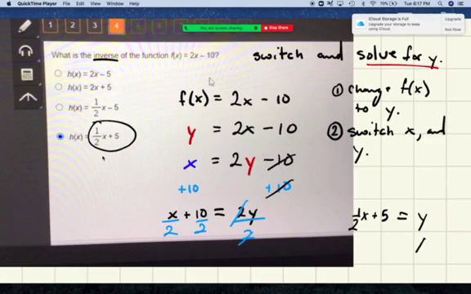And then you just change this back to h of x. So I guess the third step would be solve for y. Is there a different way to do this? Let's see.